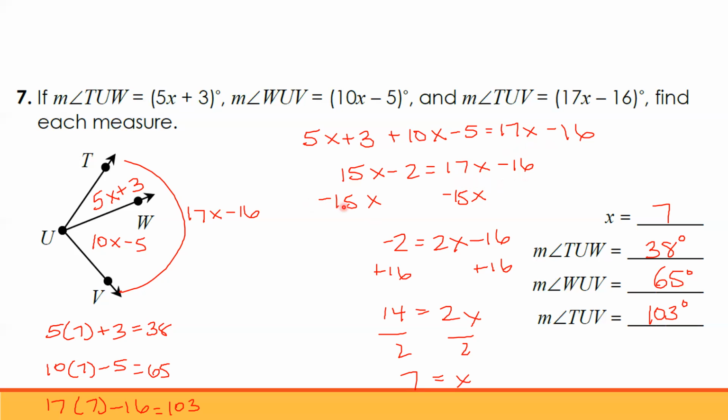Now at this point, there's 4 different ways that you could have gone about solving this. I like to work with my x's first. If you did it differently, you're probably right, as long as you got 7 at the end. But I subtracted 15x from both sides. That left me with negative 2 on the left, and 2x minus 16 on the right. Add 16 to both sides to get those 2 x's by themselves. You get 14 equals 2x, and then I divided by 2. You may have done your algebra slightly differently than me, and that's okay. As long as you got x equals 7 at the end, then you did it right.